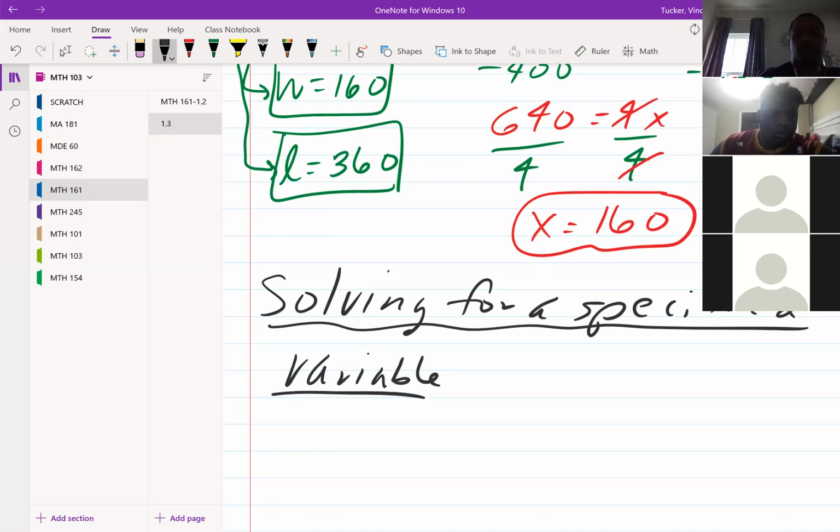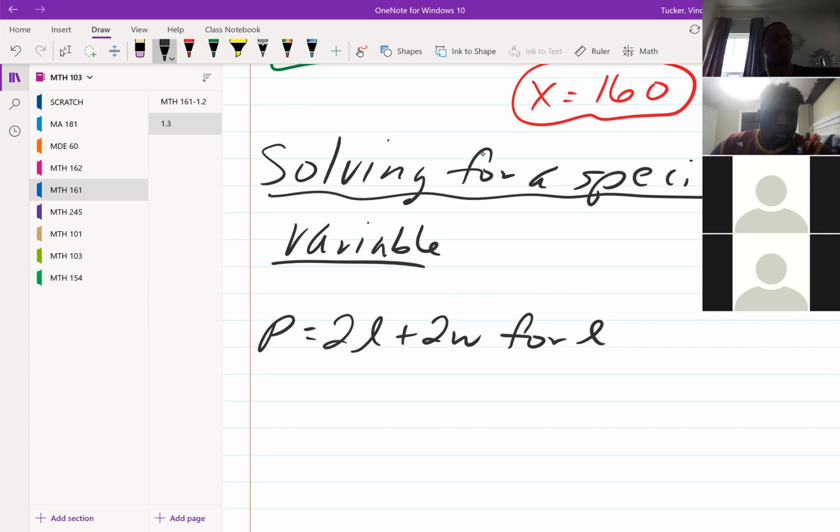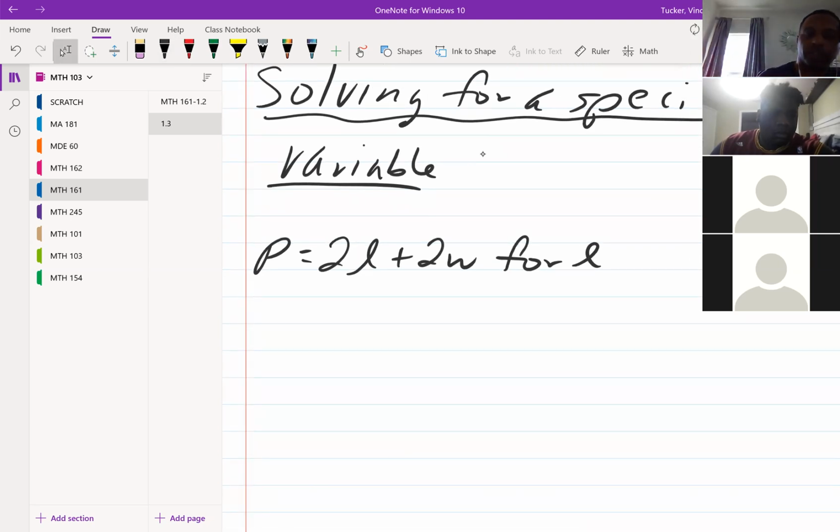So, solving for a specified variable. They could ask us to solve 2L plus 2W, which is what we just finished looking at, for L. If you want to solve a formula for a specified variable, your goal isn't necessarily to get a number, but just to get that variable by itself. So right now, we're just looking to get L by itself on one side of the equation.